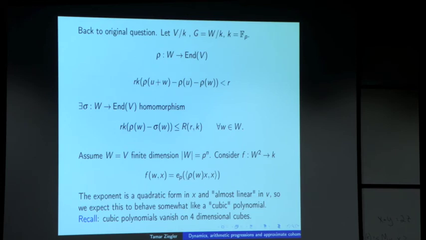But I can expect maybe to pick up some bias. I said that we expect it to behave somewhat like a cubic polynomial. Expect is kind of cheating. It's not exactly expect, but if it were truly linear, then it would be a true degree 3 polynomial. And I know that degree 3 polynomials vanish on 3-dimensional cubes. So maybe I can try to pick out some bias on 3-dimensional cubes using the fact that I'm bounded rank.